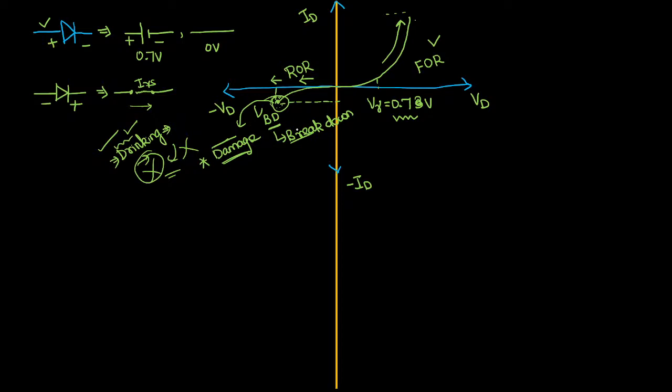So a normal diode will be operated only in two regions. One is called forward bias region, another one is reverse bias region. This is called forward bias region. This is called reverse bias region. Operating region or bias region, something, sir.